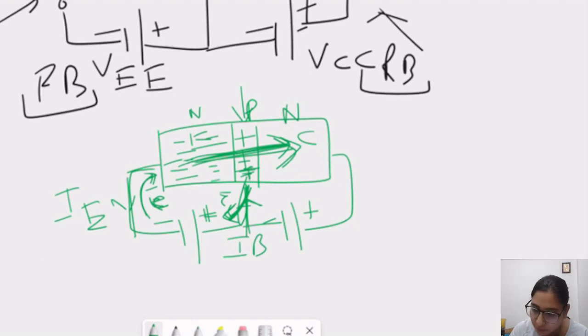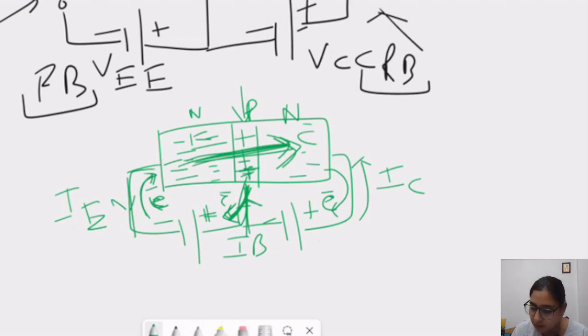Now here, the collector current. We know that in the collector negative charges are there, n-type impurity. So this negative charge is attracted towards this positive terminal, so electrons will flow in this direction, and due to this, current will flow in this direction. Okay, so this is our collector current.